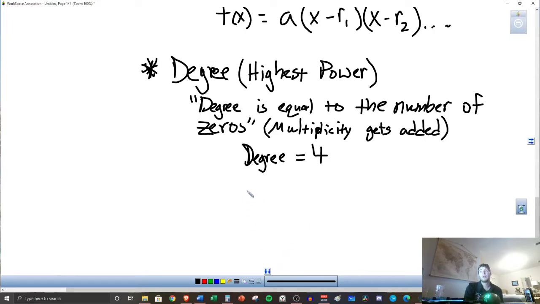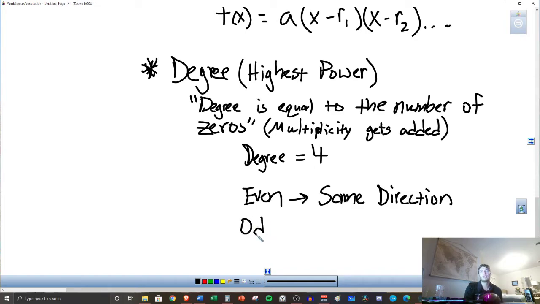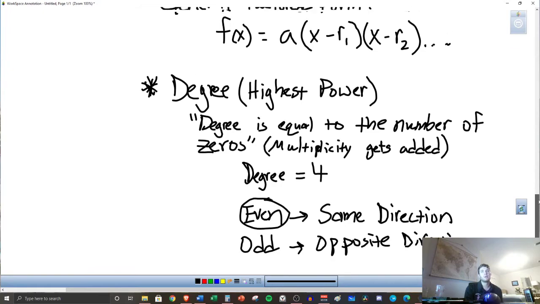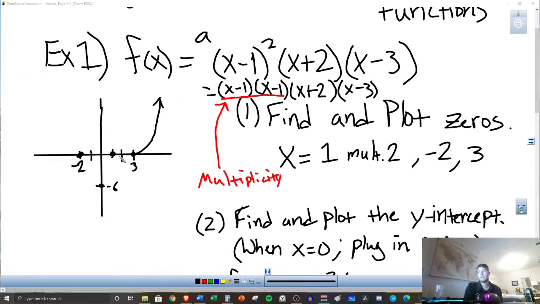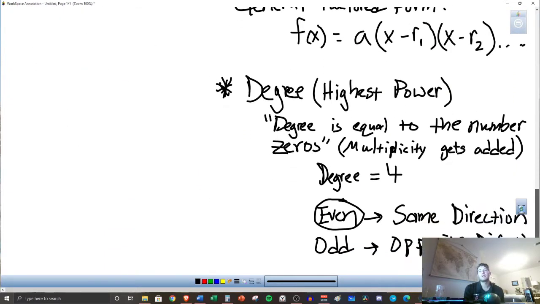So now we want to know, is this even, which would mean same direction, or is it odd, which is opposite directions. Well, it's very obviously even, so we know that this is what we're looking for. So it's going to go in the same direction. So this is going to go up. Okay, so that's the end behavior. Everything else that's happening in this graph, we're going to get in the next step. Okay, so let's go ahead and do that.